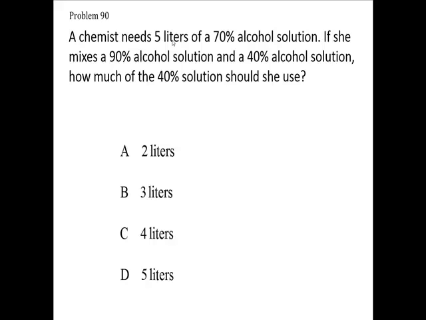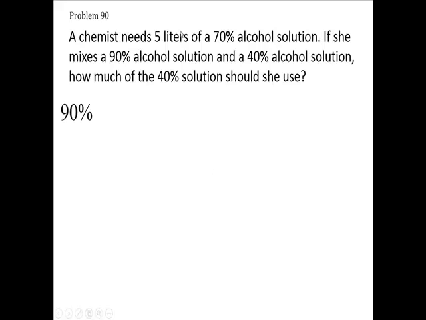A chemist needs 5 liters of a 70% alcohol solution. If she has some 90% solution, and she mixes this with some 40% solution, how much of the 40% solution should she use? We have 4 choices here. Let's let X equal the number of liters of the 90% solution.